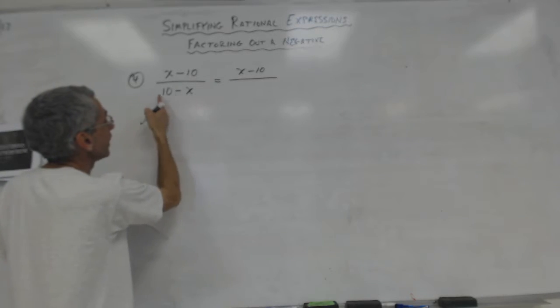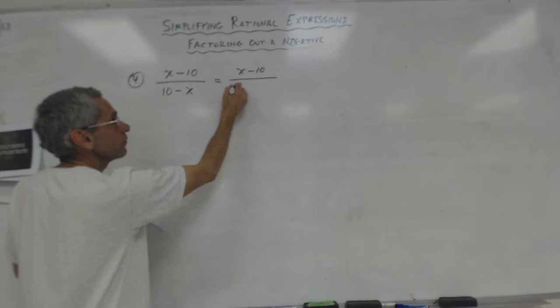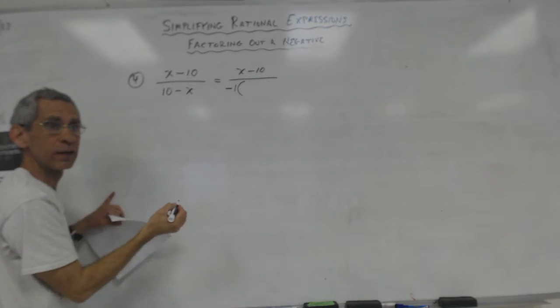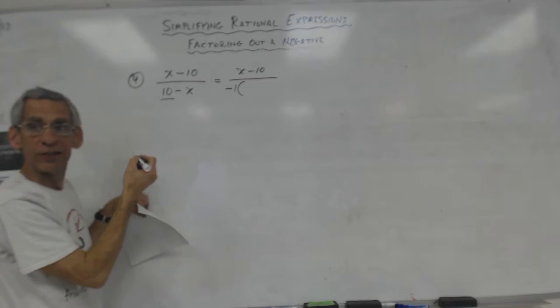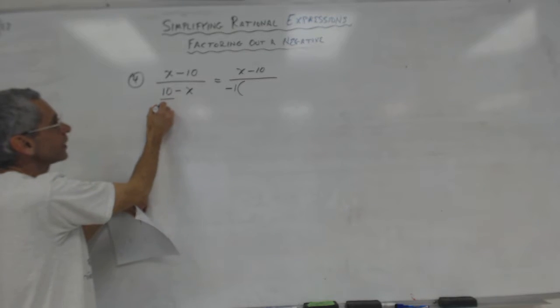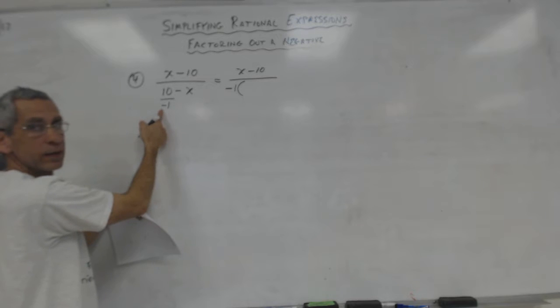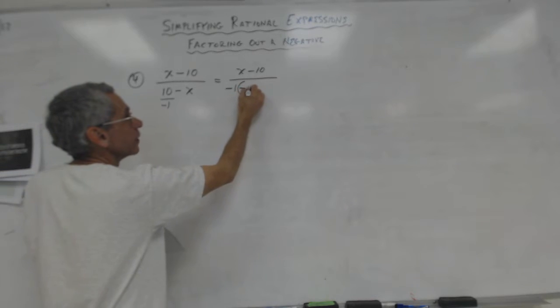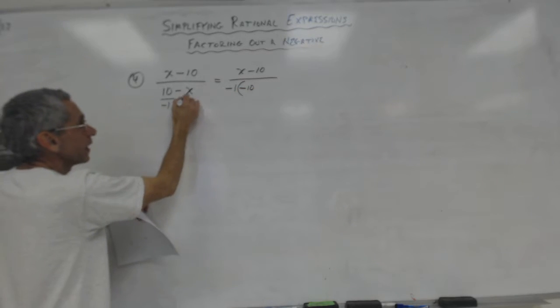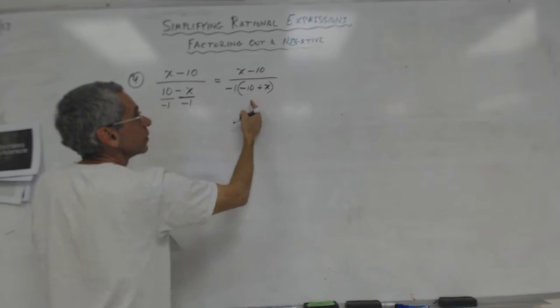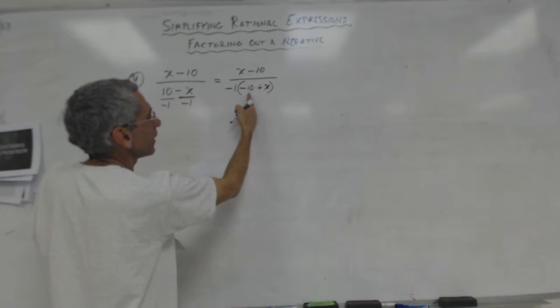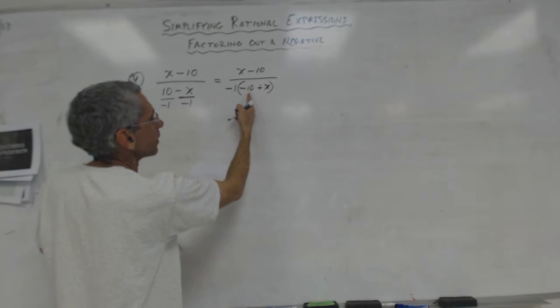So since I'm just changing the sign of both of them, all I have to do is factor out a negative 1. Remember, factoring out is just dividing by that number. What is 10 divided by negative 1? Negative 10. What is negative x divided by negative 1? Positive x. All right, now I could just rewrite this. That's x minus 10, right?